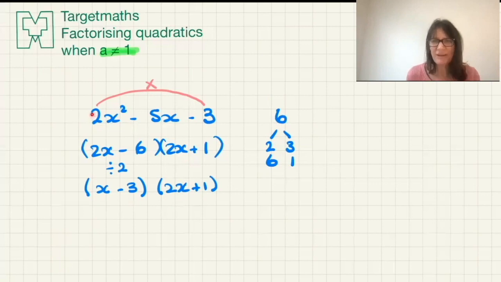I do a second check. I don't literally crab's claw the whole thing out to check it. I just look at the last two. -3 times 1 is -3, which is the term we have here. And I take that as a sort of confidence that I've done everything right.